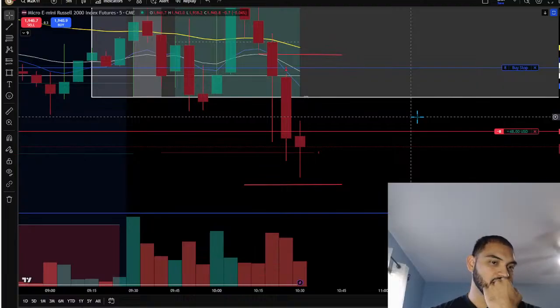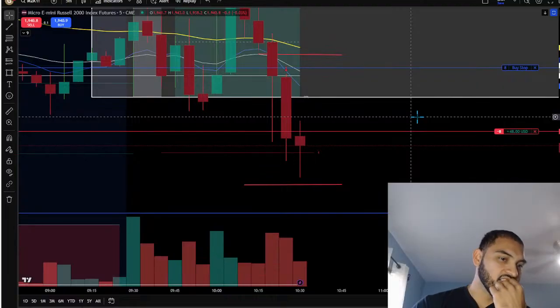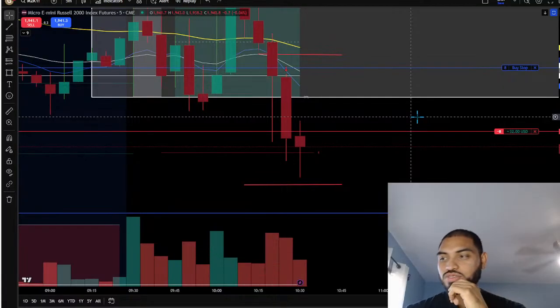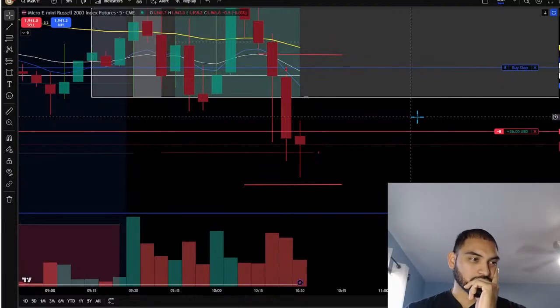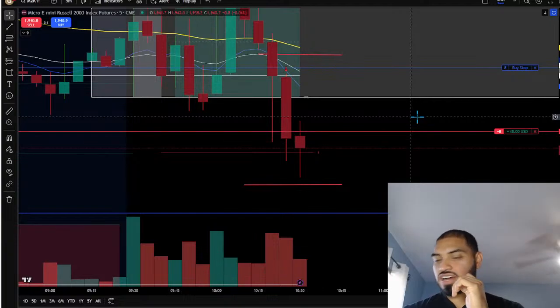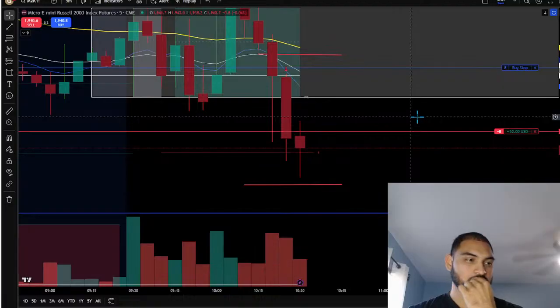18911 target on the Russell 2000 or on NQ? I think you're talking about the Russell 2000, right? Oh yeah, probably because you're talking about the fibs.